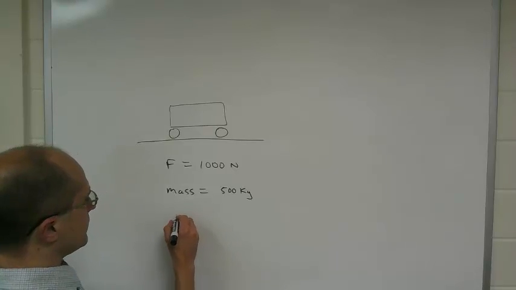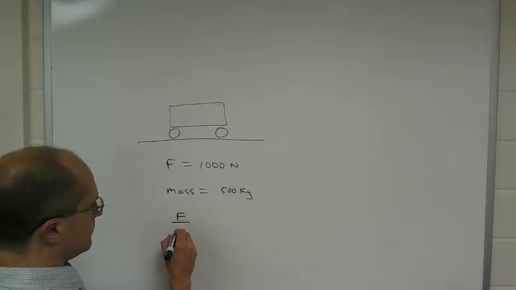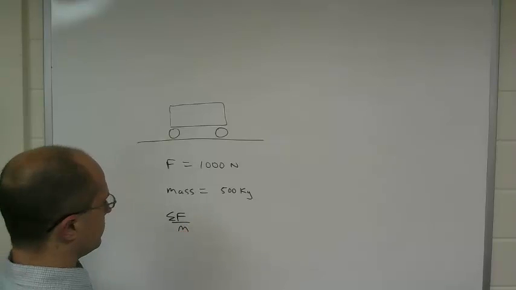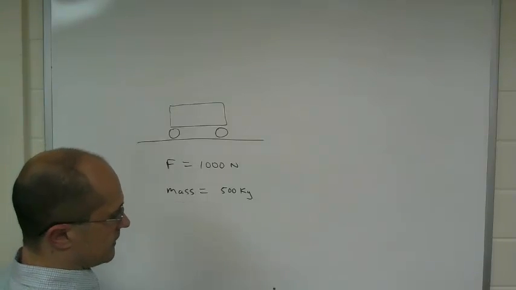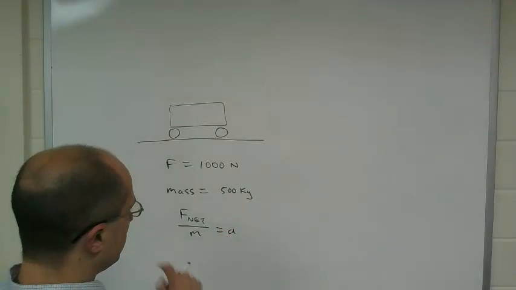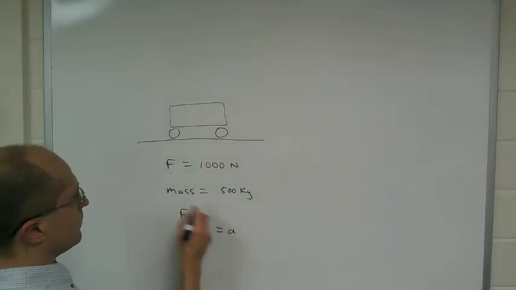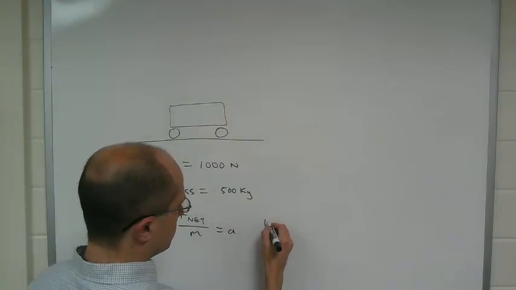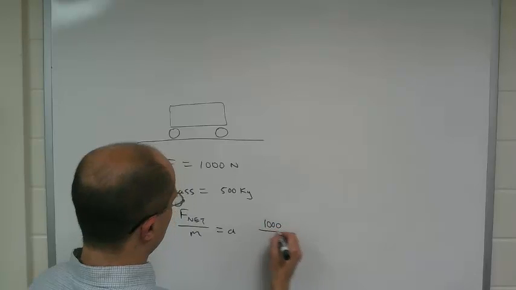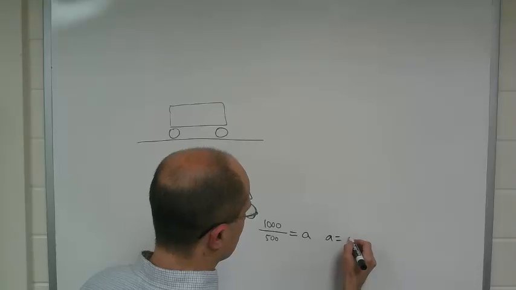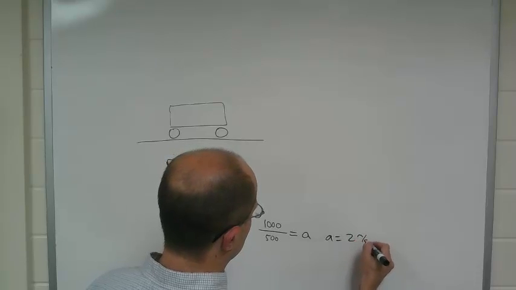Well, remember that the second law said that F, the sum of the forces, or F net, divided by m equals a. Now, when we look at this, we say, well, we only have one force, that's the force on the car. That's the 1,000 newtons that the engine provides. The mass is 500, so our acceleration is 2 meters per second squared.